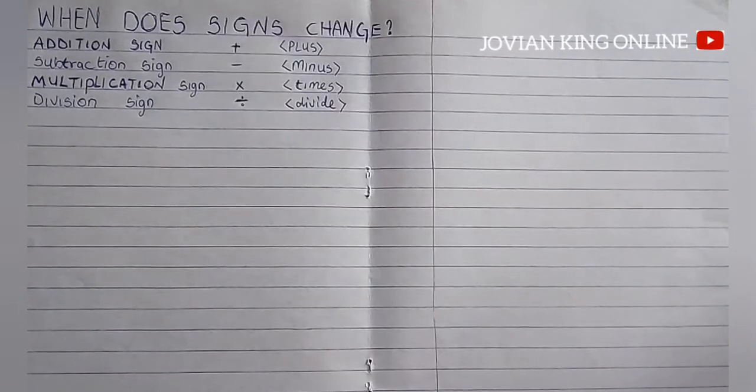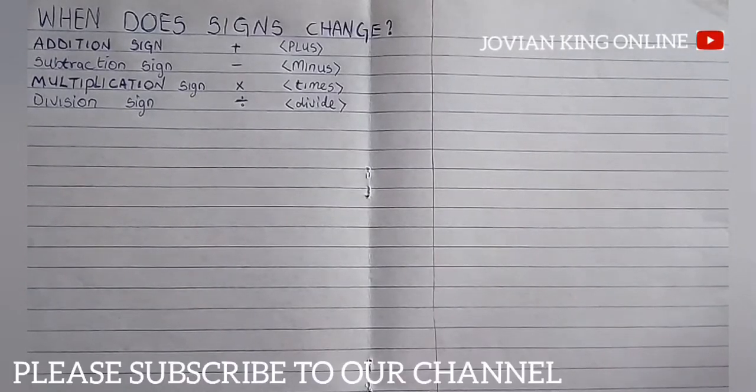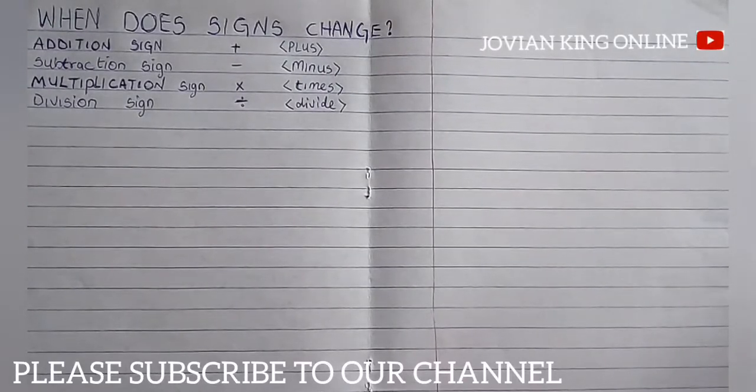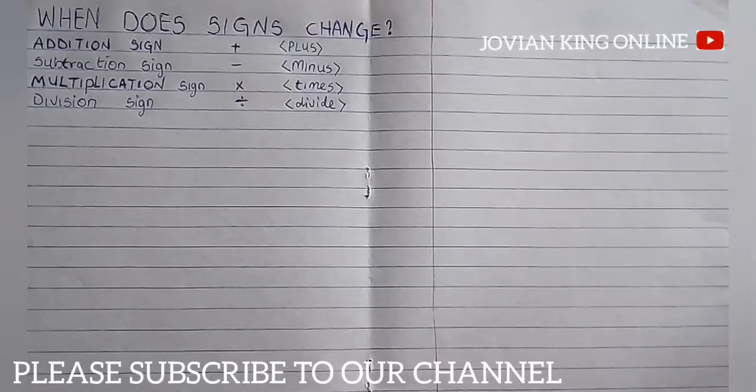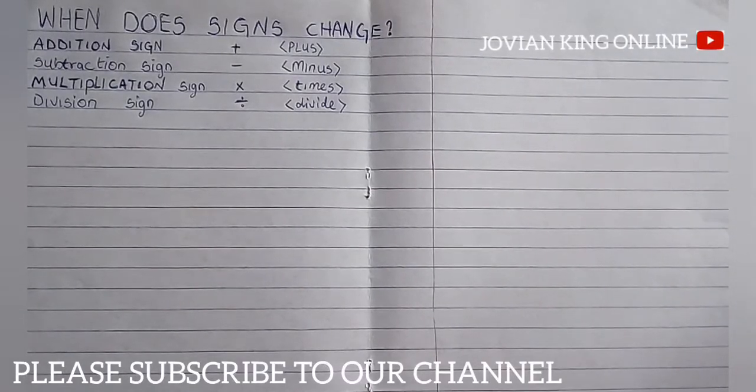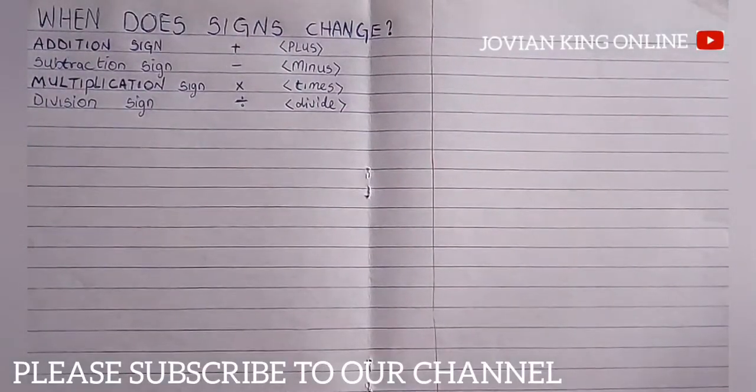So in arithmetic we have the addition sign, the subtraction sign, the multiplication sign, and the division sign. Some call the addition sign "you add" or "you plus", the subtraction sign "you minus" or even "you subtract", the multiplication sign "you times", and even the division sign "you divide". These are just the shortcuts we normally use to indicate them, or to say we want to do this thing when we are solving arithmetic.